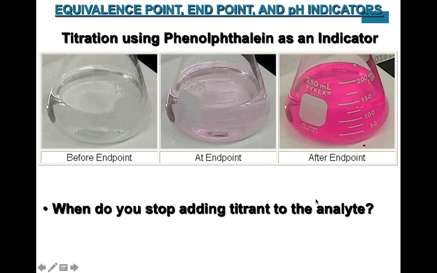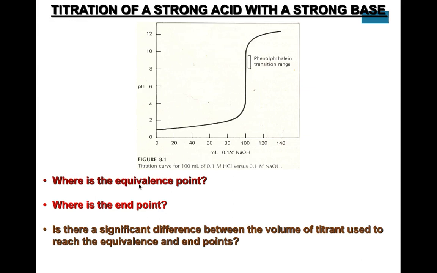So when do we stop adding the titrant to the analyte? At the drop that happens at the endpoint. Once we get closer to where we think the equivalence point or the endpoint would be, we would start adding the base drop by drop. We'll show you the procedure shortly.